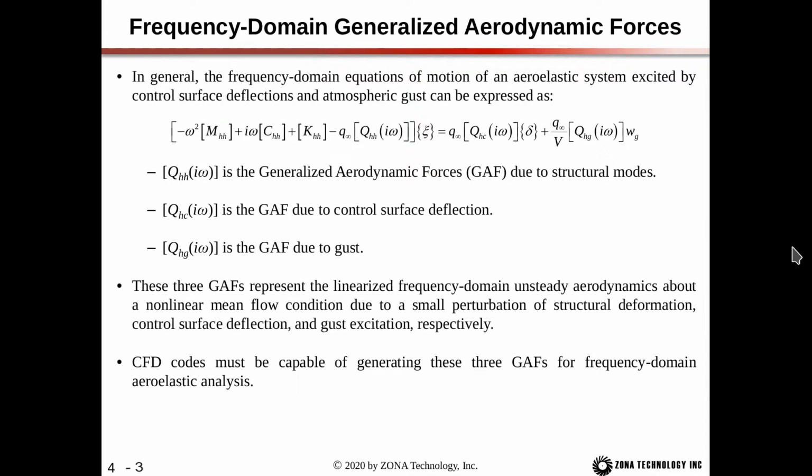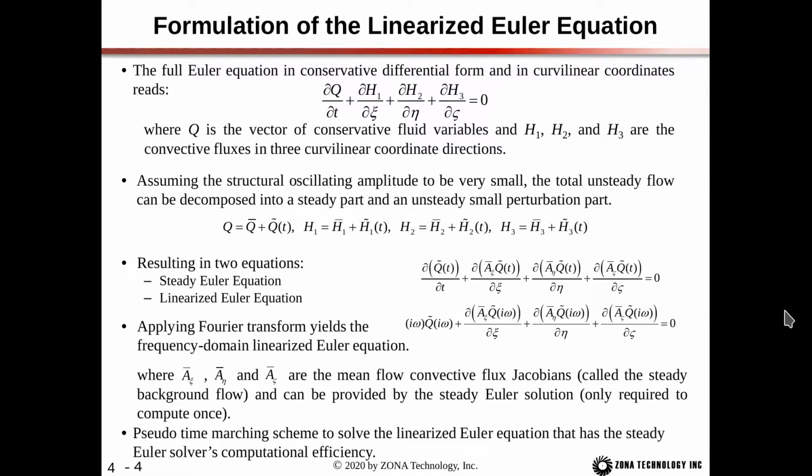These three GAFs represent the linearized frequency domain unsteady aerodynamics about a nonlinear mean flow condition due to a small perturbation of structural deformation, control surface deflection, and gust excitation. And CFD codes must be capable of generating these three GAFs if you want to do frequency domain aeroelastic analysis. And of course, we're going to see how ZEUS can generate these three GAFs for the analysis. So first we'll look at the formulation of the linearized Euler equation.